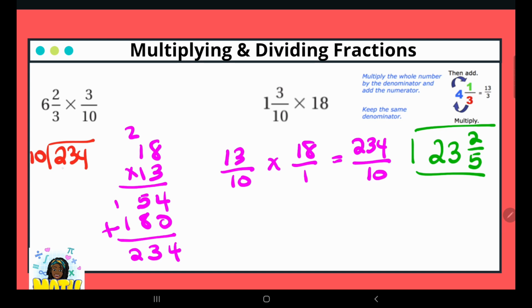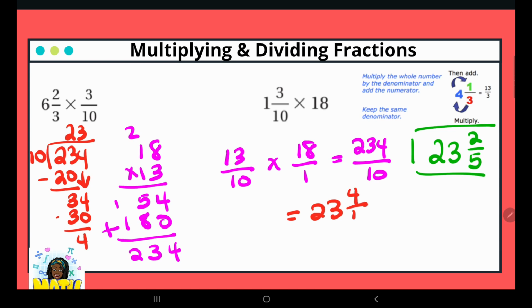10 does not go evenly into 2, but it does go evenly into 23 2 times with a remainder of 3. 10 goes into 34 3 times with a remainder of 4. So here we have 23 and 4/10. And we know that 4/10 can be simplified further, right? So the number that would go evenly into both of these would be 2.